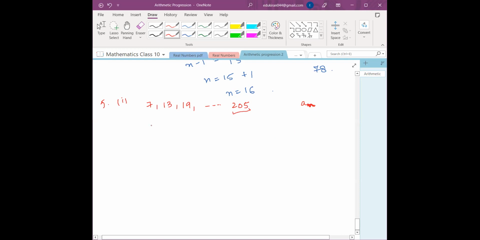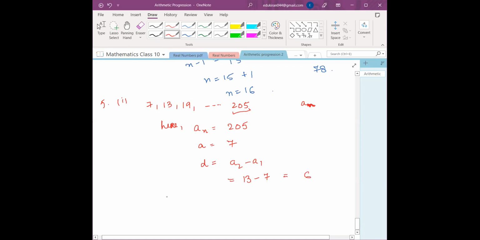All right. So here, okay, your an is given, which is 205. And how much is the value of a? It is 7. And how much is d for this AP? You can do a2 minus a1, which is 13 minus 7, which is how much? 6. Okay.